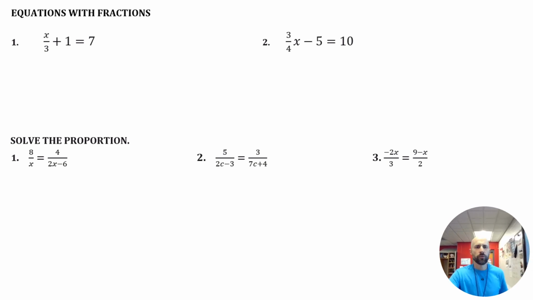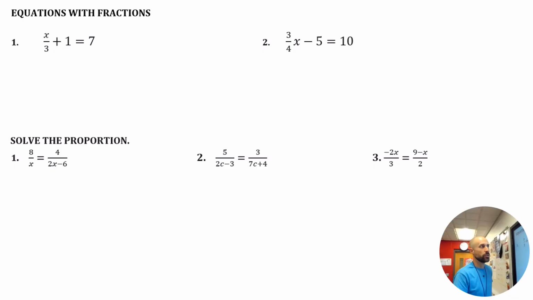All right, in this section we are focusing on equations with fractions in them. So that would be just regular equations with fractions and proportions. Keep in mind that a lot of times what I like to do is isolate the variable term first. So I would subtract 1 on both sides to leave me with x over 3 equals 6.